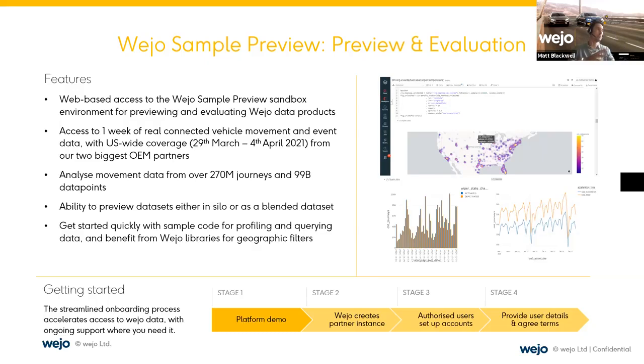Now, what we also have the ability to do is to preview those data sets either in silo or as a blended data set. So when I say blended data set, we have combined our vehicle movement data set from our two biggest OEMs, so that 10.7 million vehicles that you saw earlier, to give us that real depth. Now, in addition to that, which I'll come on to when I demo the environment shortly, you can get started very, very quickly using the pre-built notebooks and the libraries and start to get a lot more specific in terms of those locations and those queries.